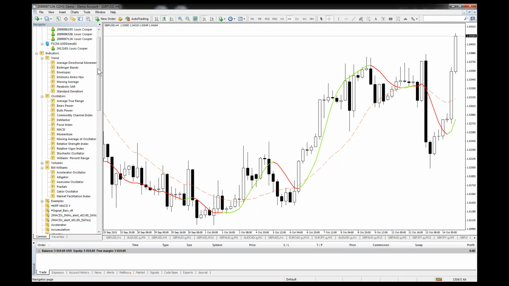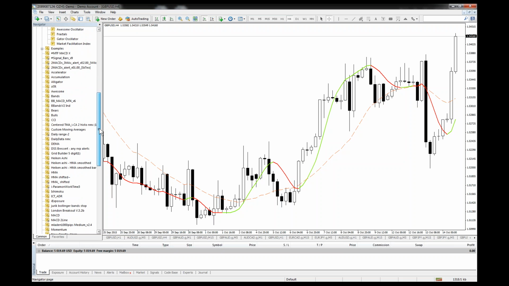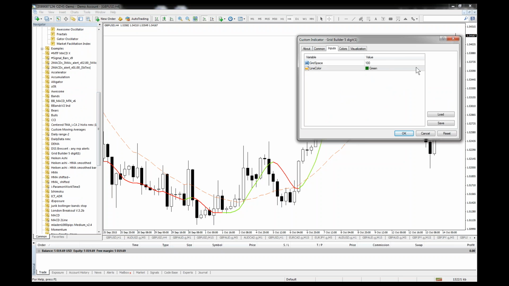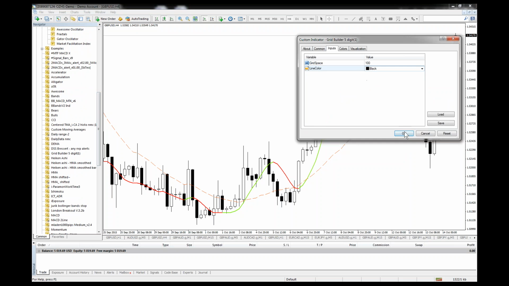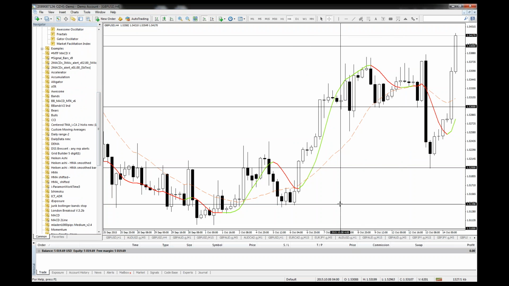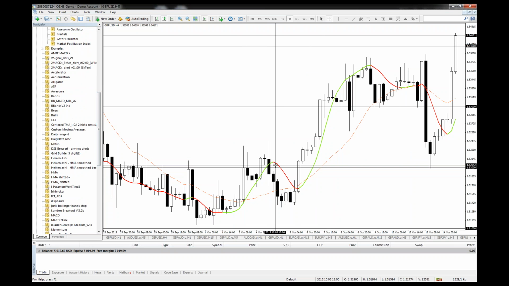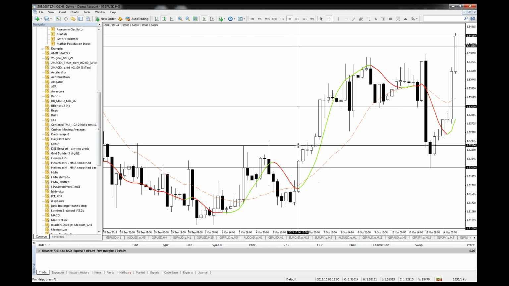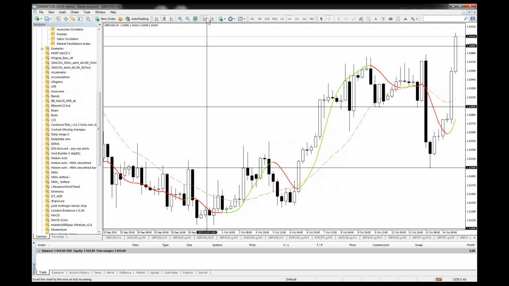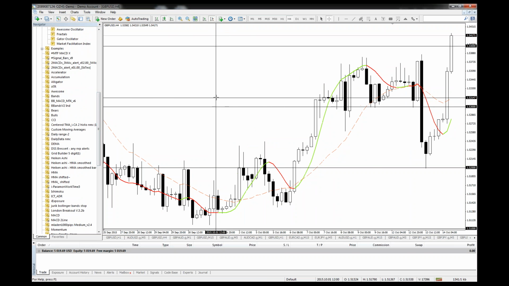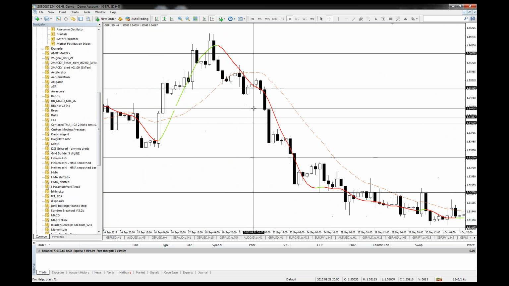Combine that with the 100 pip grid. Where's my grid builder? Okay, we combine that with the grid builder, and let's make these lines black. And then what you can look out for is when you get these changes at or near these 100 levels, because that will usually give you a nice heads up for a decent turn down.